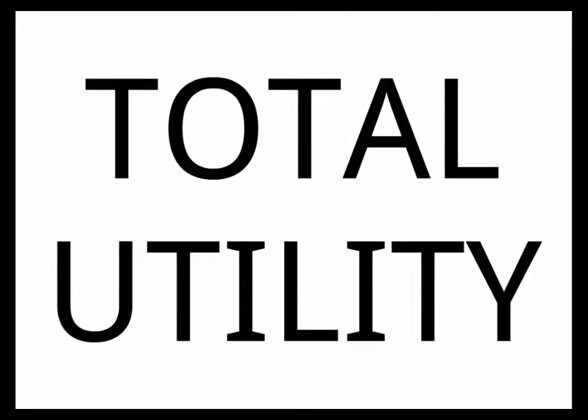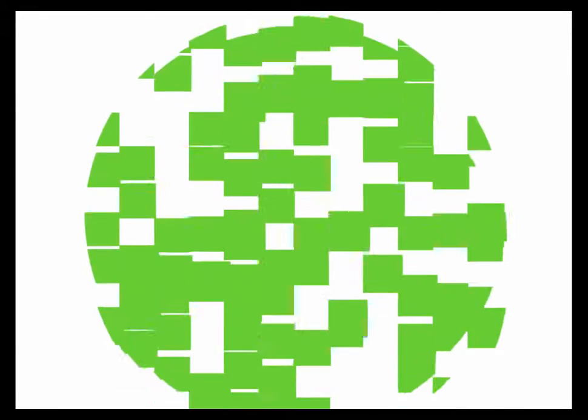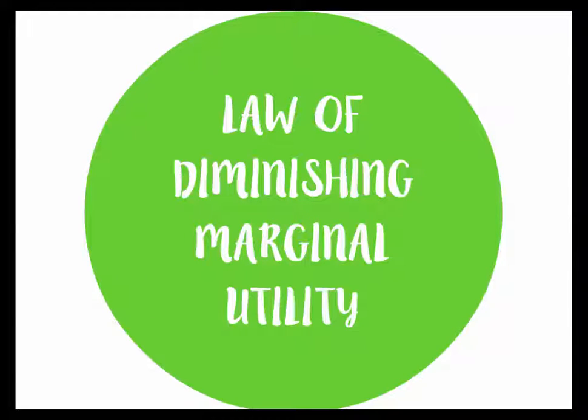Let's go with total utility. Total utility is the amount of utility that one gets from consuming some basket of goods and services. One important concept that's going to help us make sense of consumer preferences is the law of diminishing marginal utility. What is the law of diminishing marginal utility? One assumption that generally holds about utility and consumer preferences is that as you consume more and more of a good, the extra utility you get from each additional unit of consumption decreases.